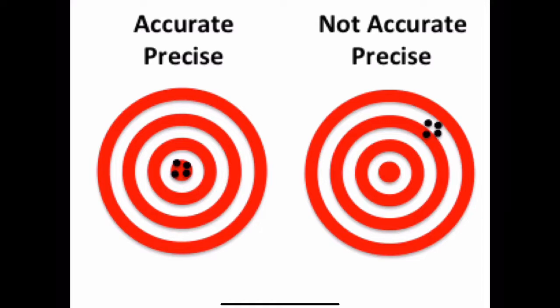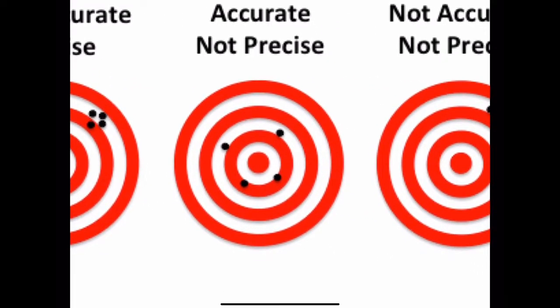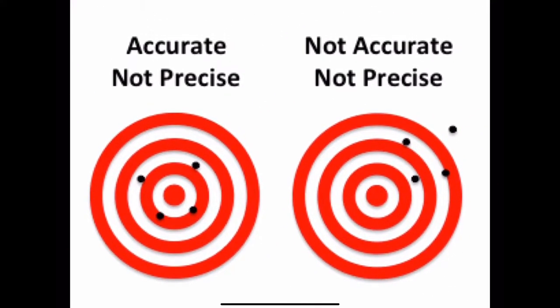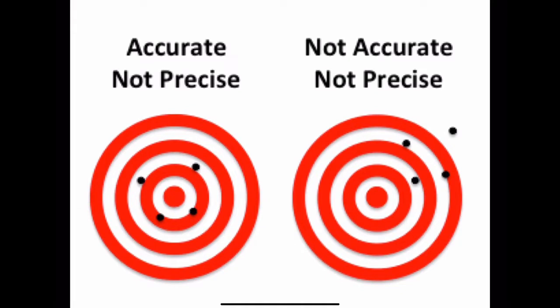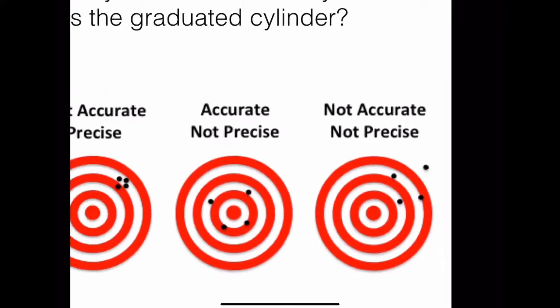The second one is not accurate because it did not hit the center, the bullseye, but it is precise because all of my values are chunked together. Looking at the other two pictures, the one on the left is accurate because it's relatively close to the bullseye, but it is not precise because the marks are not close together. And the fourth one is not accurate because they're not near the bullseye, and not precise because they're not really in the same area at all, or close to each other.